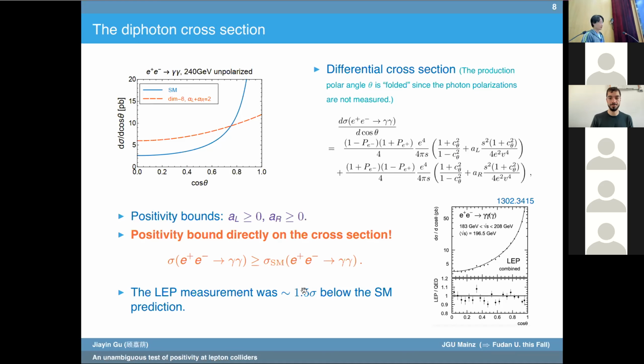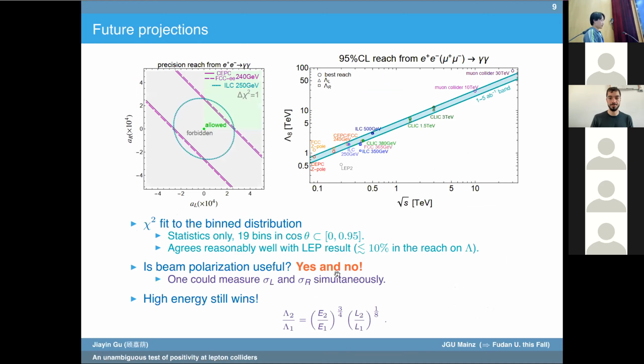And so we need to look into the future. This can be, of course, measured much better at the future lepton colliders. So to estimate the reach, we did a very simple analysis just based on the chi-square fit to the beam distributions, and checked it agrees with LEP results reasonably well. So first we did it for this kind of Higgs factory type colliders, so either the circular collider at 240 GeV or the ILC at 250 GeV.